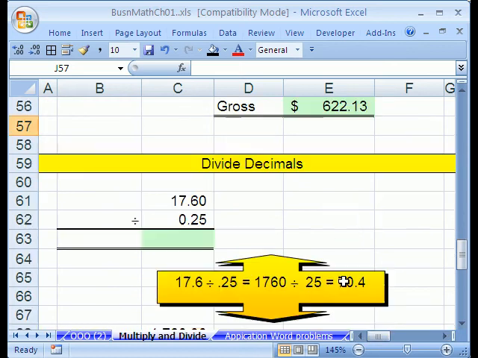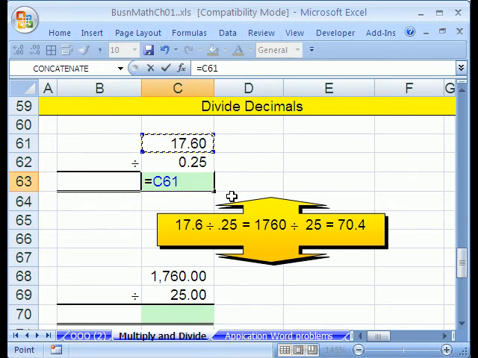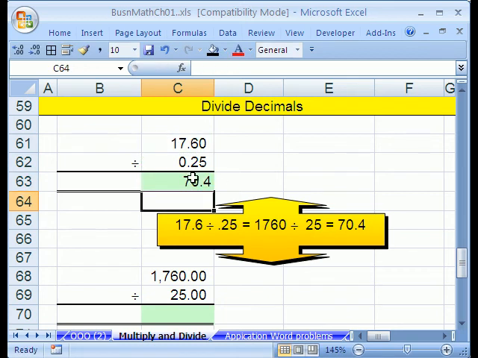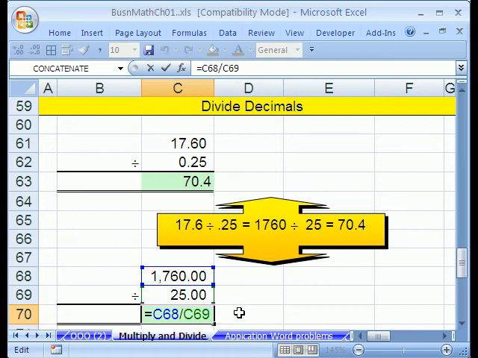All right, dividing decimals. Now here's 1760 divided by 0.25, and here we have 1760 divided by 25. Let's just see what this equals. It equals that one, the numerator, divided by the denominator. Now I'm going to copy and paste it right here because that relative cell reference will work. If you don't believe it, hit F2. Why in the world is that true?